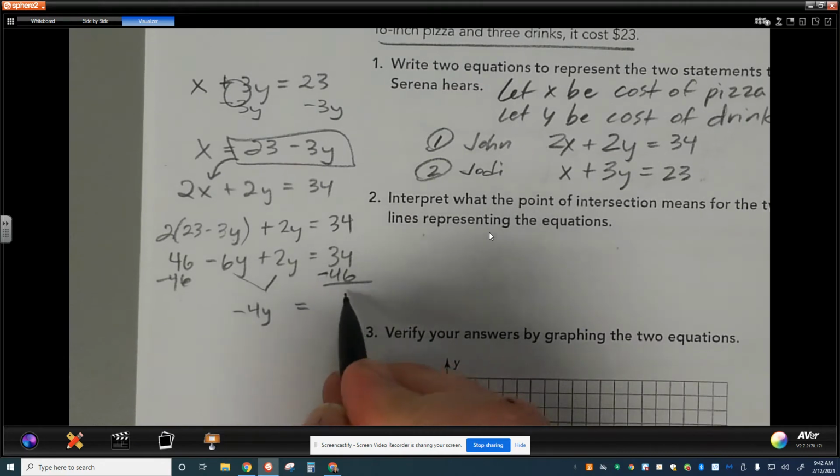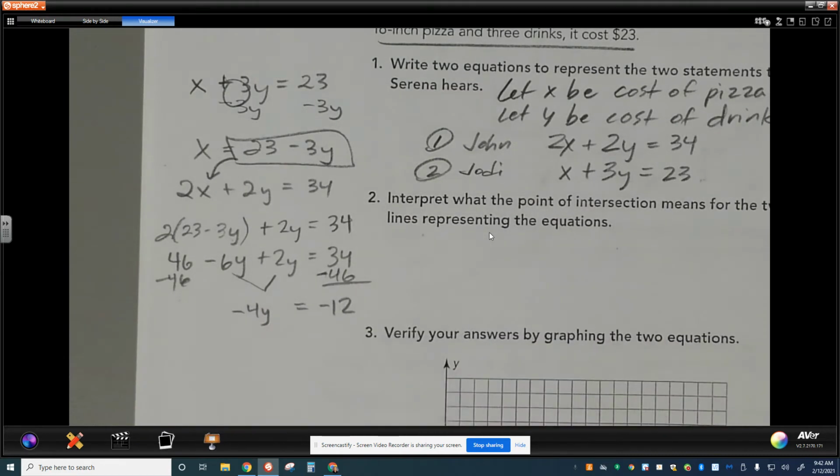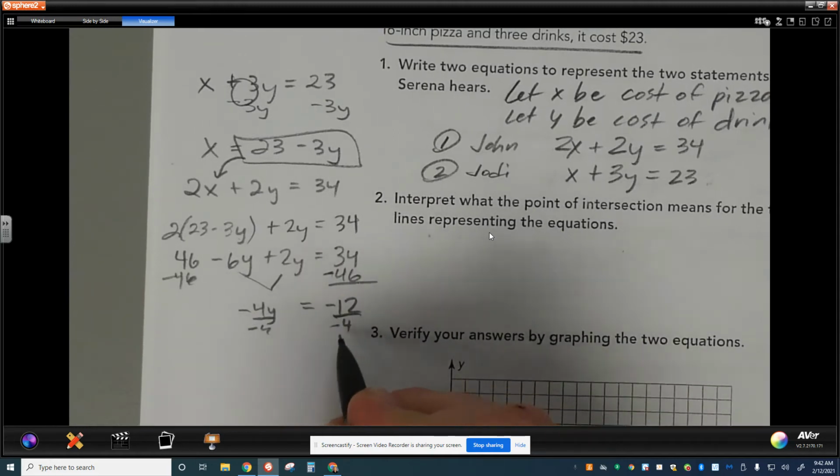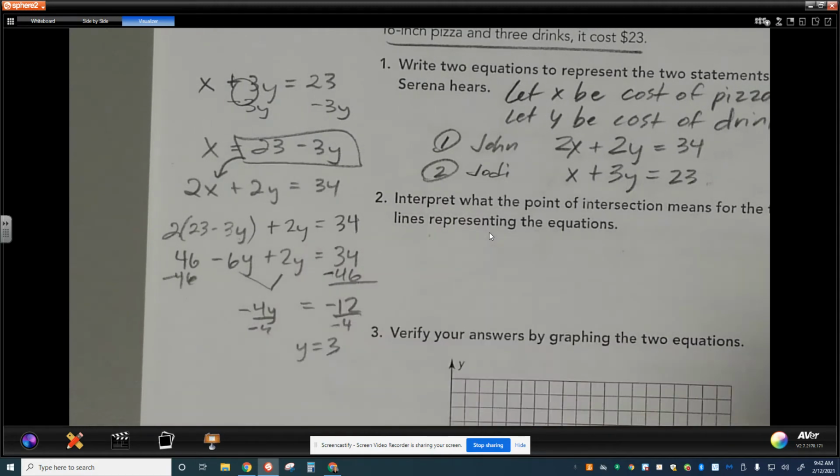Negative 4 times Y, 34 minus 46 is negative 12. And then I divide to find out that each drink costs $3. Get that copied down real quick.